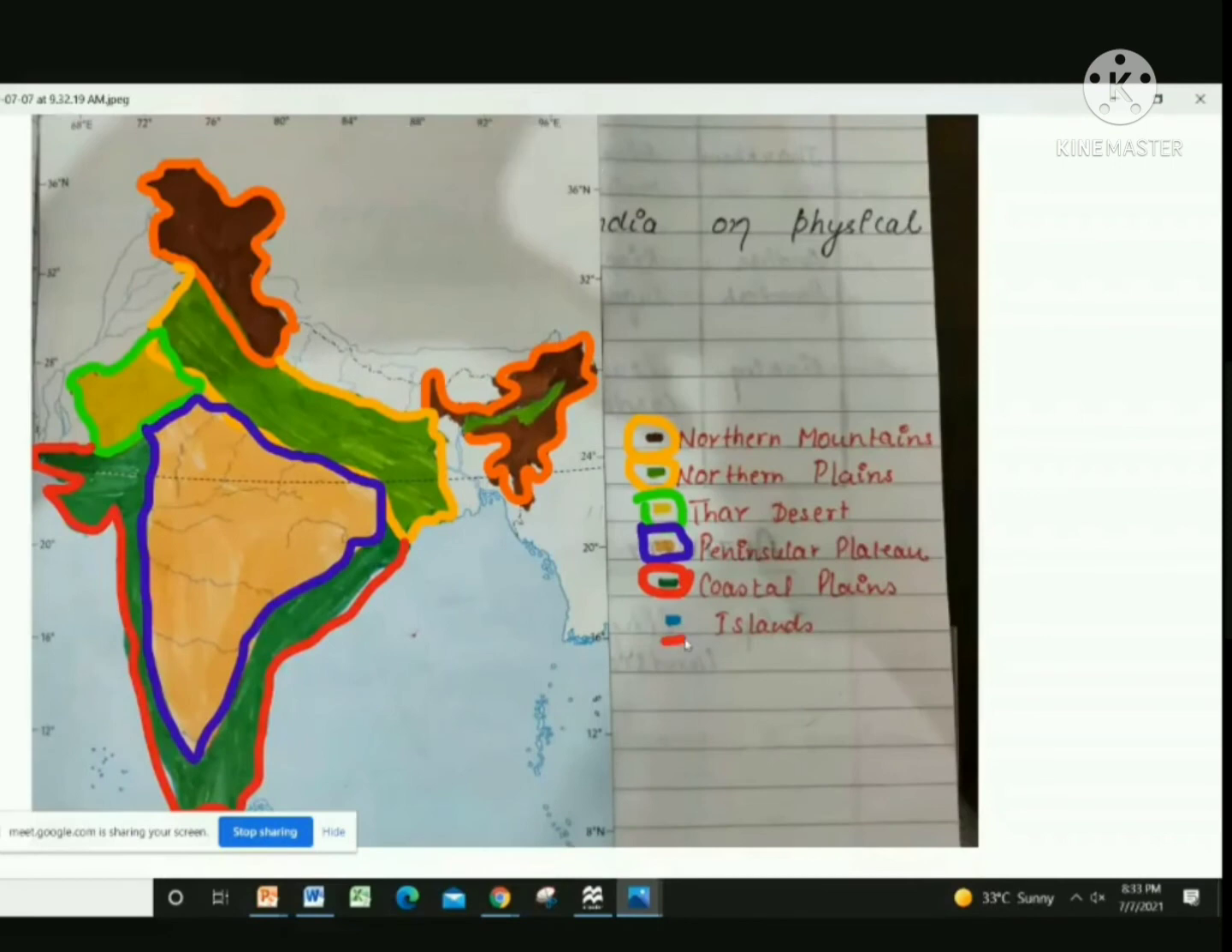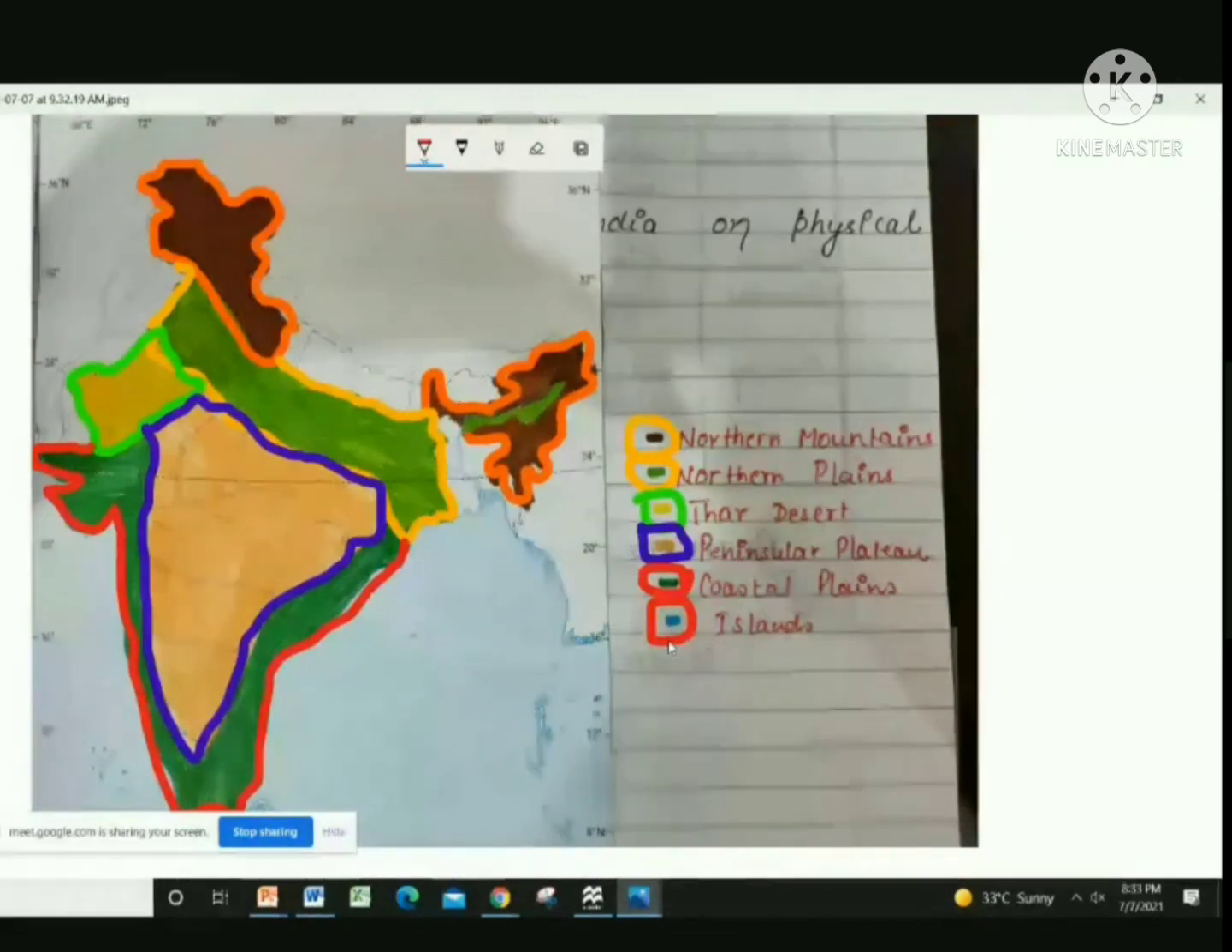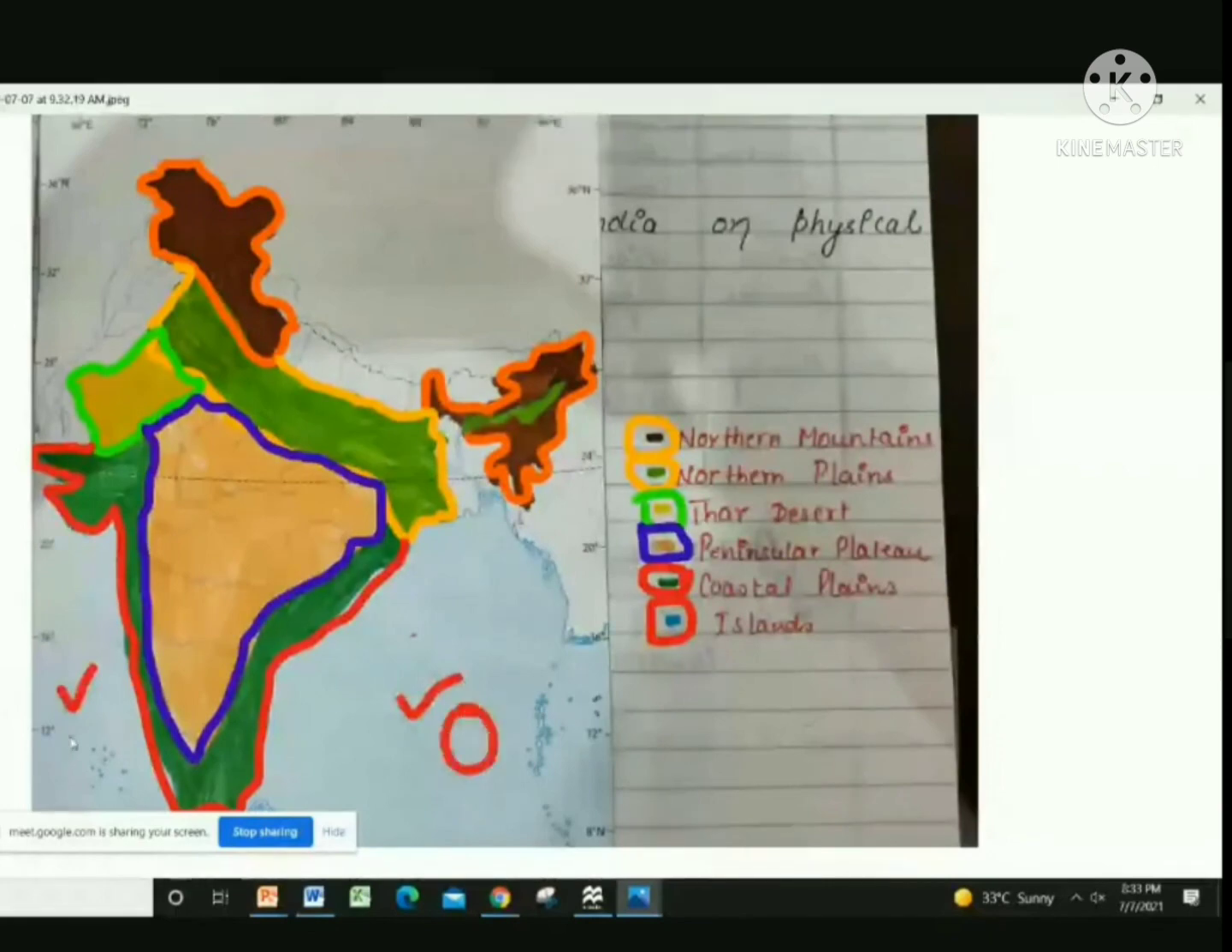Now last we will mark the islands, the Andaman and Nicobar Islands and the Lakshadweep Islands. So Andaman and Nicobar Islands, they are located in the Bay of Bengal which lies in the east part, and next we have the Lakshadweep Islands which are located in the Arabian Sea which is in the west.